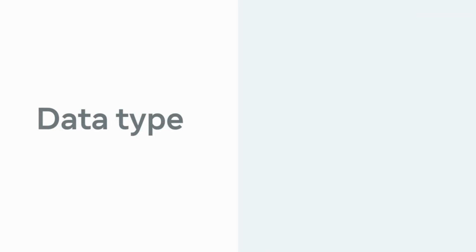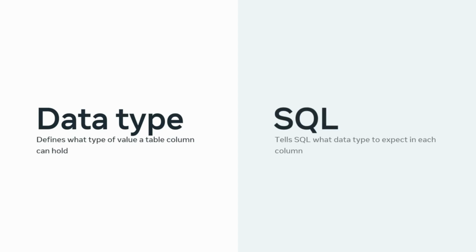Let's return to columns for a moment. As you now know, every column has a data type. The data type of a column defines what type of value a column can hold, like integer, character, date and time, and so on. It's up to the developer to decide the data type for each column. And it's also a guideline for SQL around what data type to expect in each column, and how to interact with the underlying data stored physically.